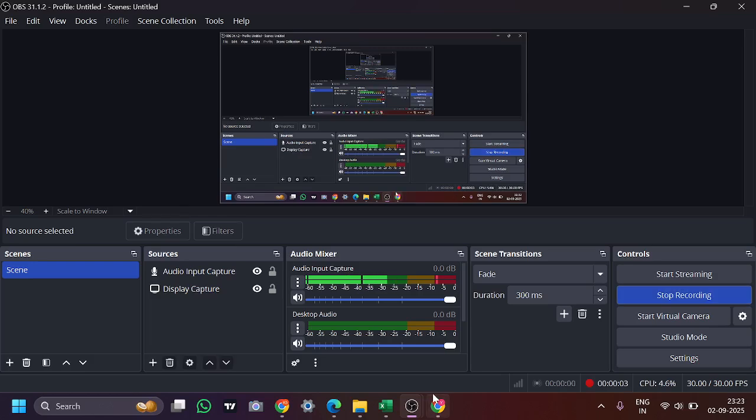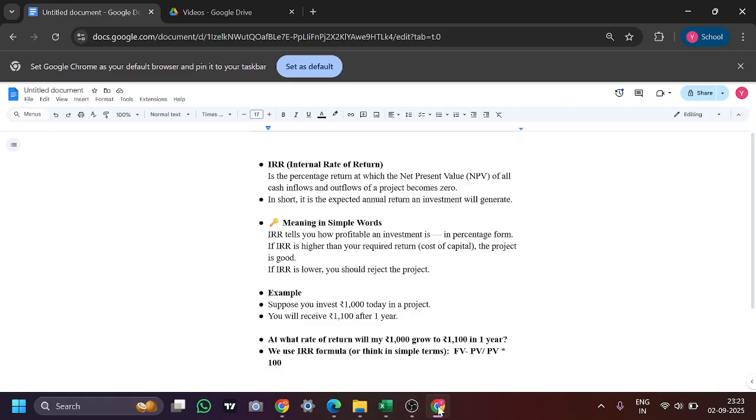Now let's understand the concept of IRR. So IRR is internal rate of return, is a percentage return at which the net present value of all the cash inflow and outflow of the project becomes zero. जब अब IRR calculate करोगे that time you will get the NPV as zero. It is a internal rate of return basically. In short, it is a accepted annual return an investment will generate.